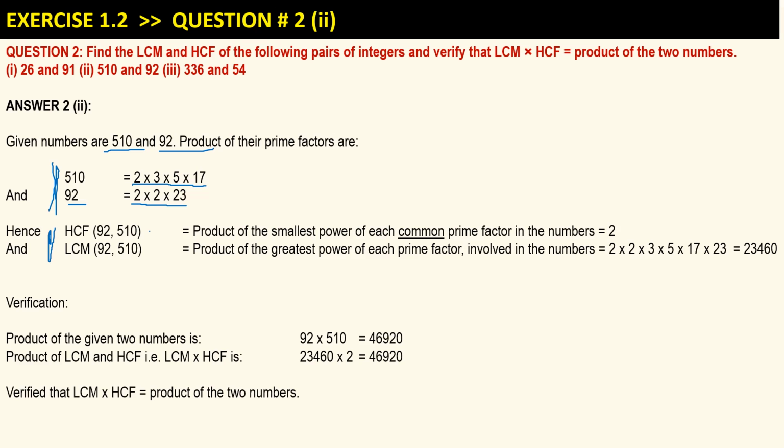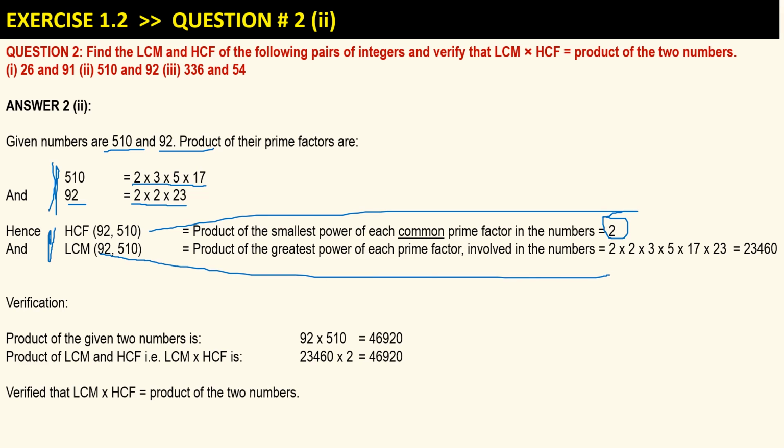So HCF for 92 and 510 will be 2, and the LCM for the two numbers will be 2 multiplied by 2 multiplied by 3 multiplied by 5 multiplied by 17 multiplied by 23, which will be equal to 23,460. So we have found out the HCF and LCM. But now let's do the verification.